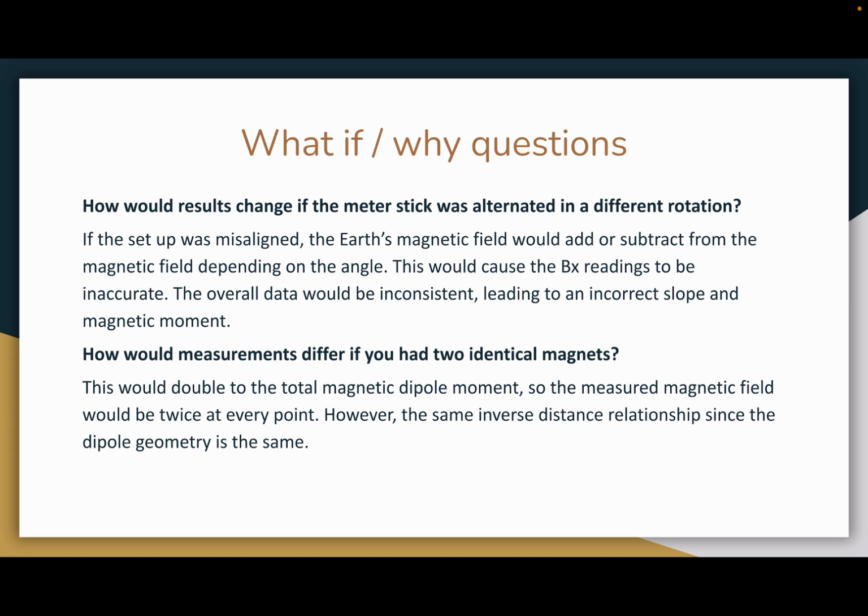For the second question, how would measurements differ if you had two identical magnets? This would double the total magnetic dipole moment, so the measured magnetic field would be twice as strong at every point. However, it would have the same inverse distance relationship since the dipole geometry is the same.